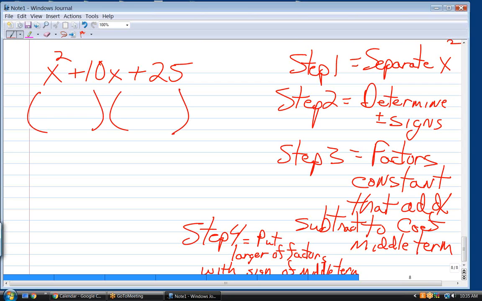All right, this time I'm going to let you go through all 3 steps on your own and just tell me what the 2 factors are. Okay, so first separate the x's. This sign is going to be positive. Both signs. Yes. And the factors is 5 for both of them. That's it.